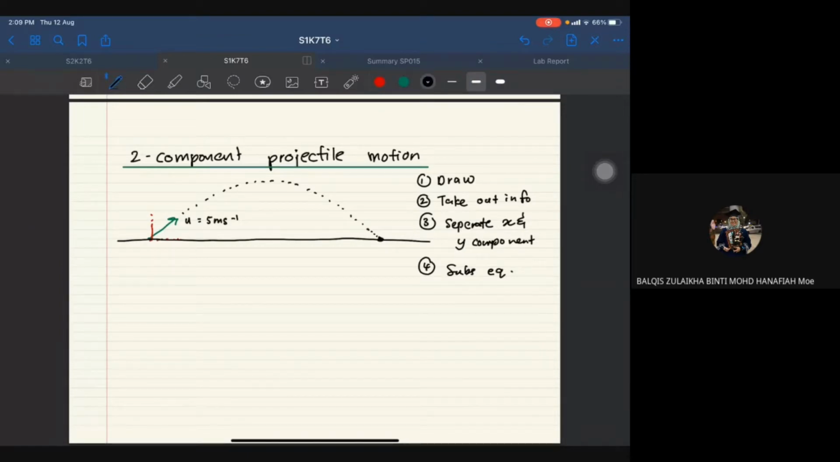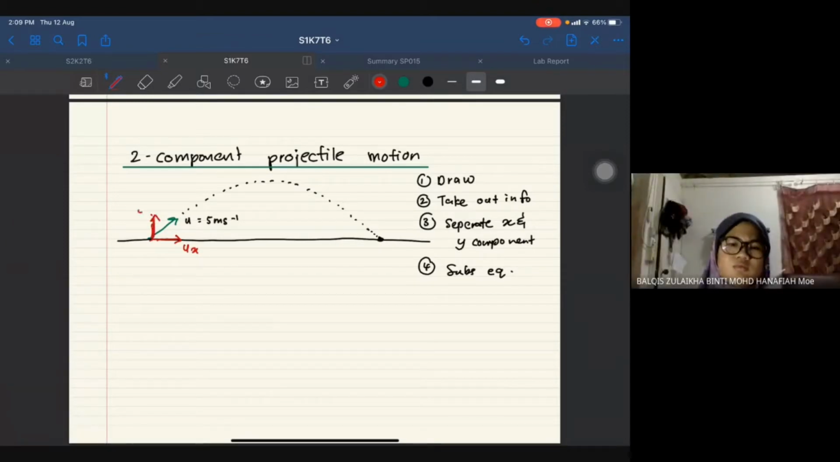Okay, let's say you want to resolve into x and y. You will end up with something like this. You will have ux in this direction, and you will have uy in that direction. Normally the question will ask you to find the velocity over here, at the maximum, find the velocity over there, or sometimes they ask you to find the range over here, the maximum height. Okay, we will go one by one later. That's the idea of what questions can be asked.